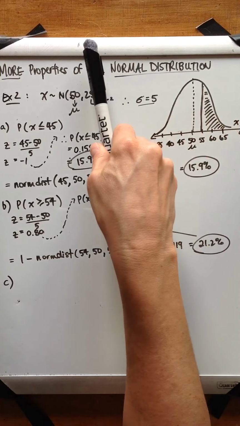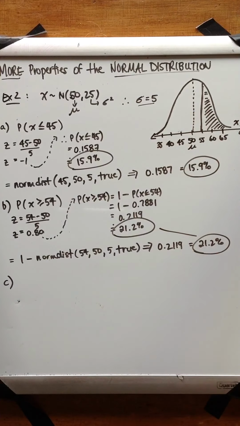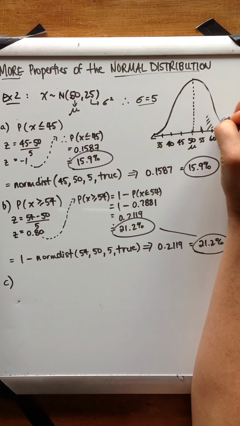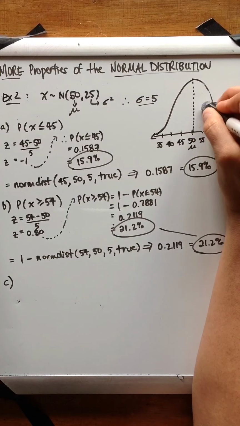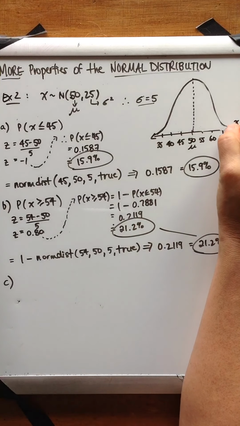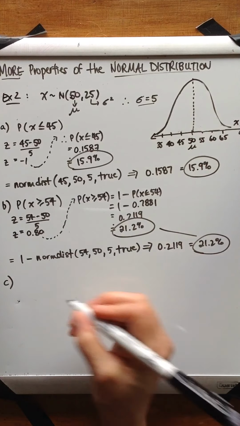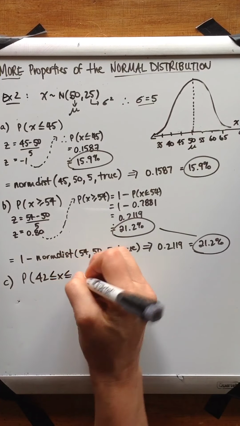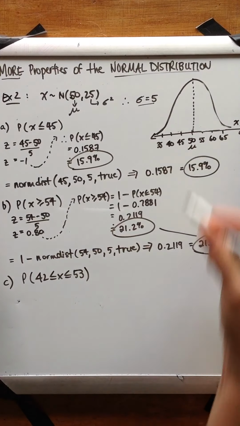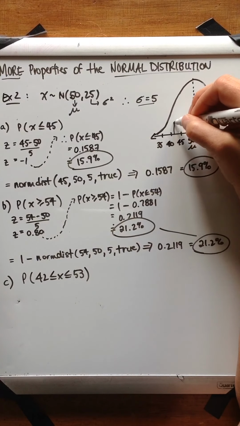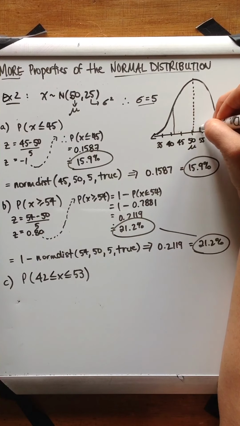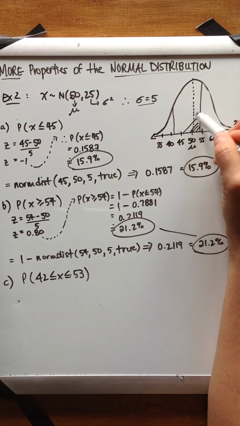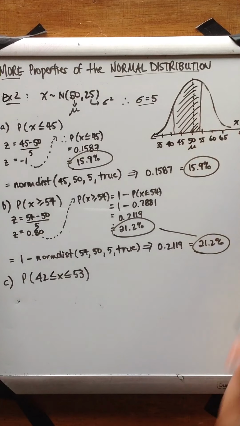We did an area under the curve to the left, under the curve to the right. Let's now do a section of the curve. So this time we're going to find the probability of an x value occurring between 42 and 53. So let's make this visual. 42 would be approximately here, and 53 would be approximately here. So we're looking at the area of the curve here.